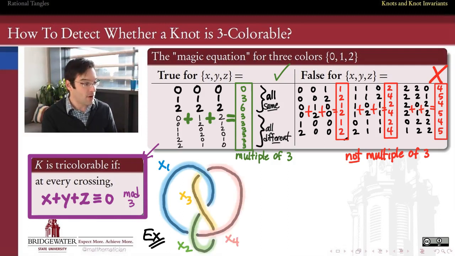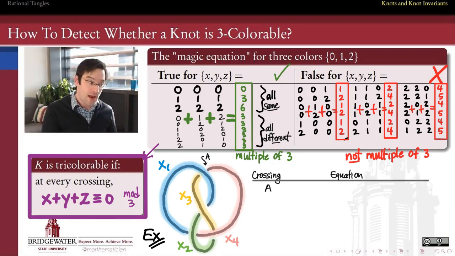So if I take my 4 arcs and I just give them each a different name, I'm going to call them x1, x2, x3, and x4. And abusively, I'm going to use those also to refer to the colors that we assign to those 4 arcs. And we look at each crossing one at a time. Each of those crossings is going to give us an equation, which if that equation is true at that crossing, then we have a valid tricoloration condition at that crossing. And if it's not, then we don't.